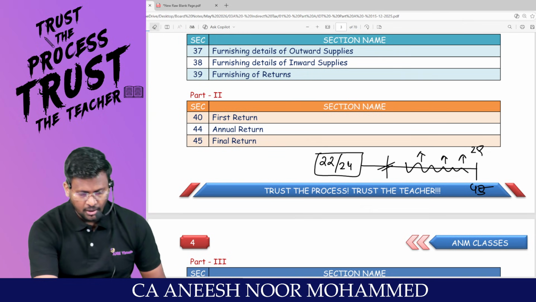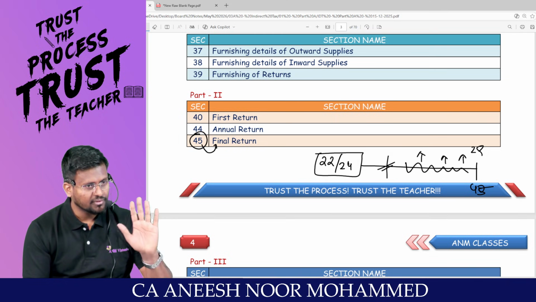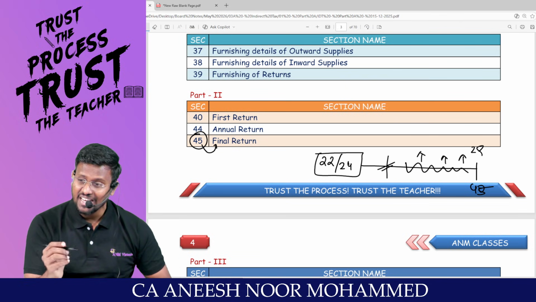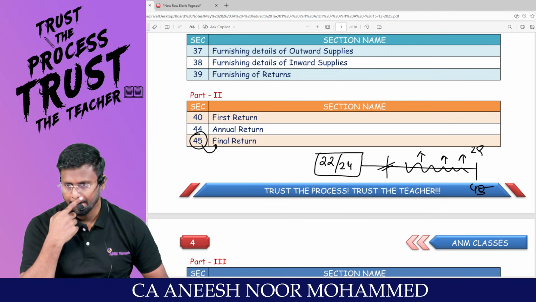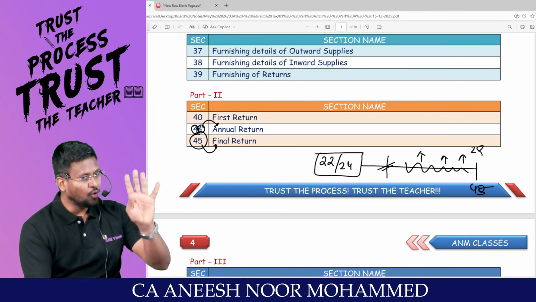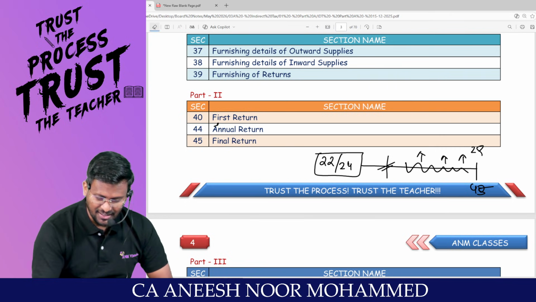Are you all with me? 45, final return. Are you getting? In a year, how many quarters are there? So 4 will become annual. Are you all really with me? So 4 quarters will become annual. That's why section 44 is called the annual return.